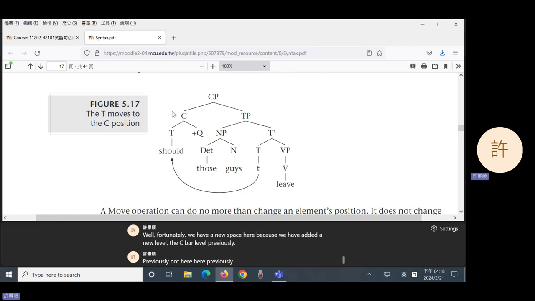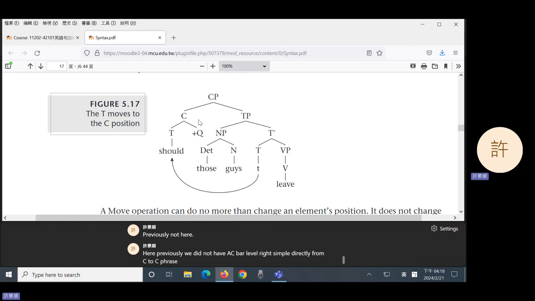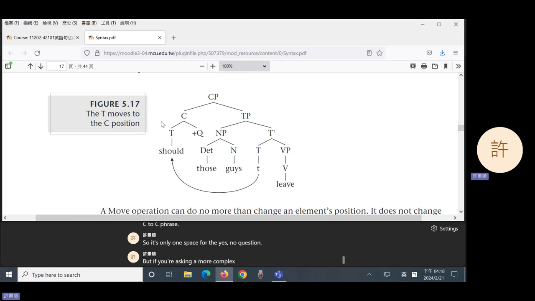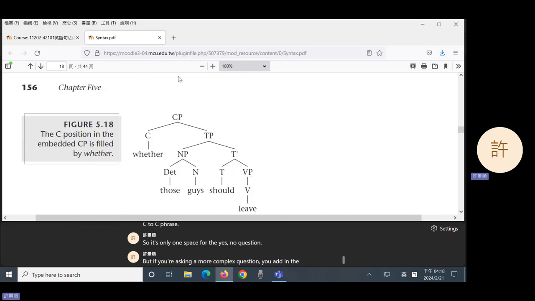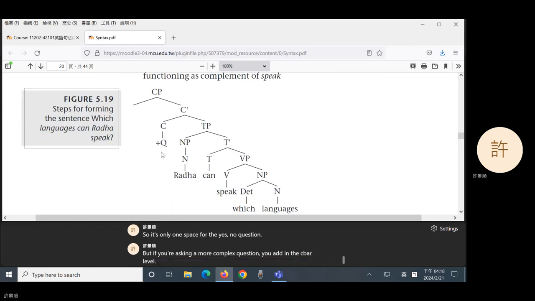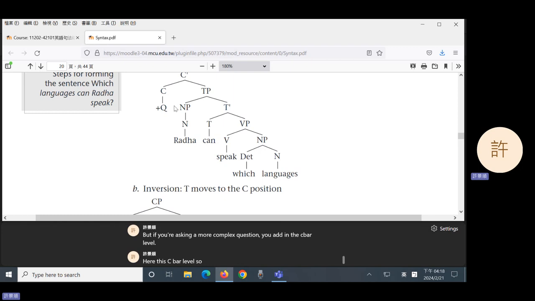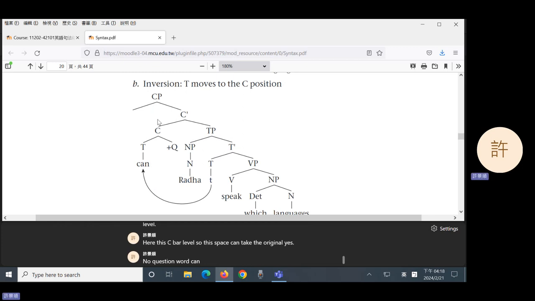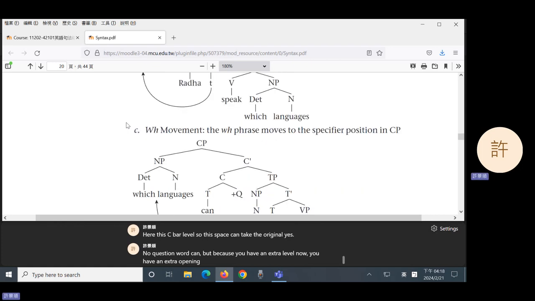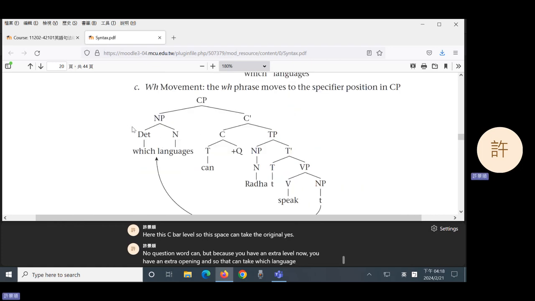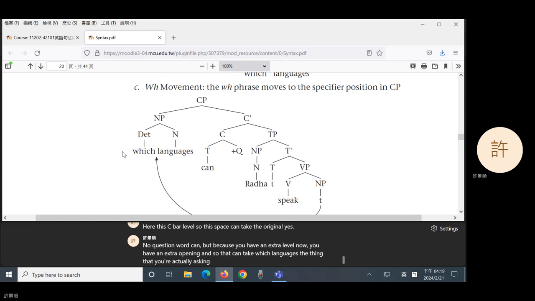Previously, we did not have a C bar level, right? Directly from C to C phrase. So it's only one space for the yes, no question. But if you're asking a more complex question, you add in the C bar level. So this space can take the original yes, no question word, can. But because you have an extra level, now you have an extra opening. And so that can take which languages, the thing that you're actually asking about.